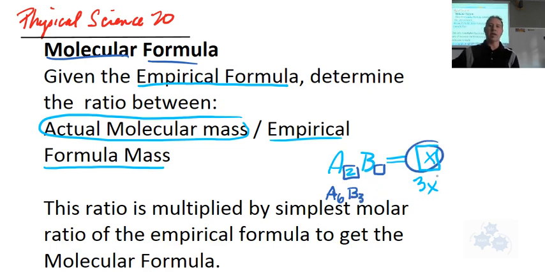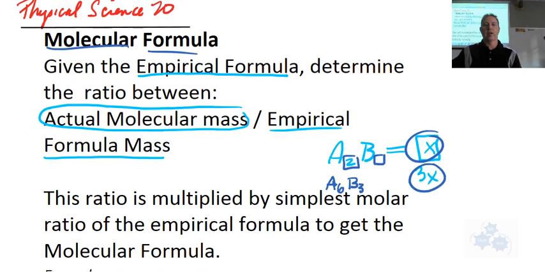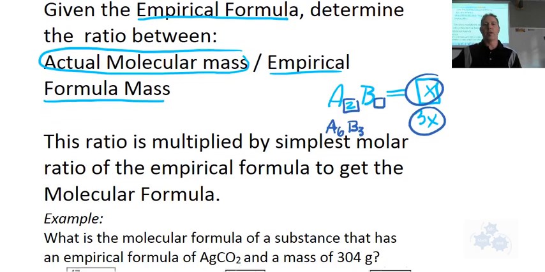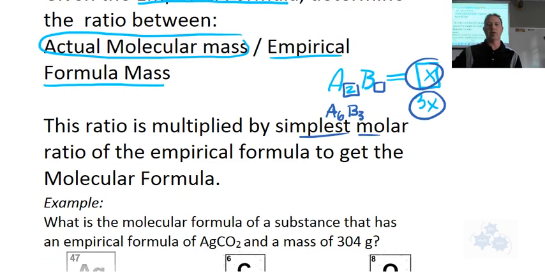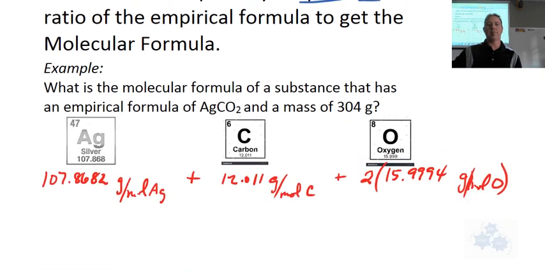So it's the ratio of the empirical formula mass with the actual molecular mass. So when we find this ratio, we multiply it by the empirical formula ratio, and we get the molecular formula. So let's do an example here. So here's an example that I've already got started for us.